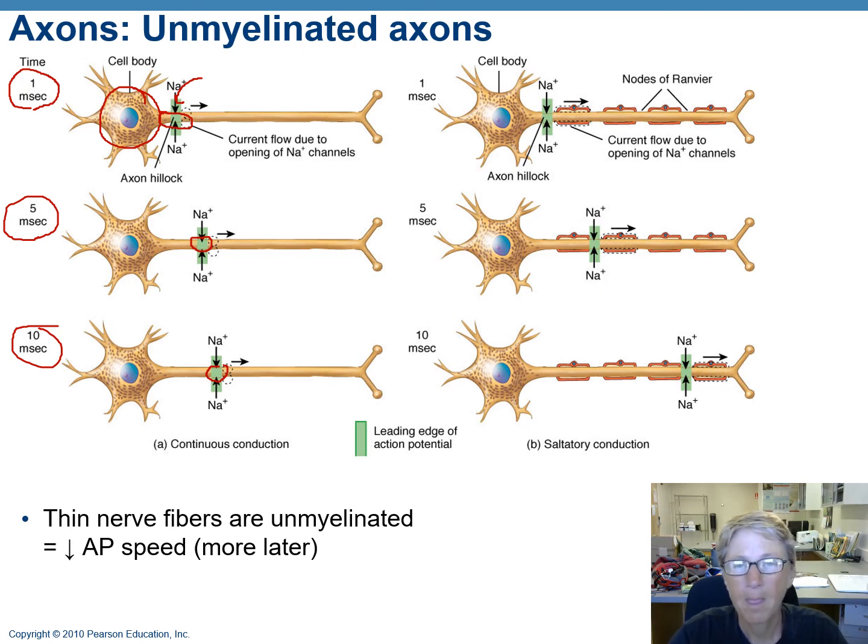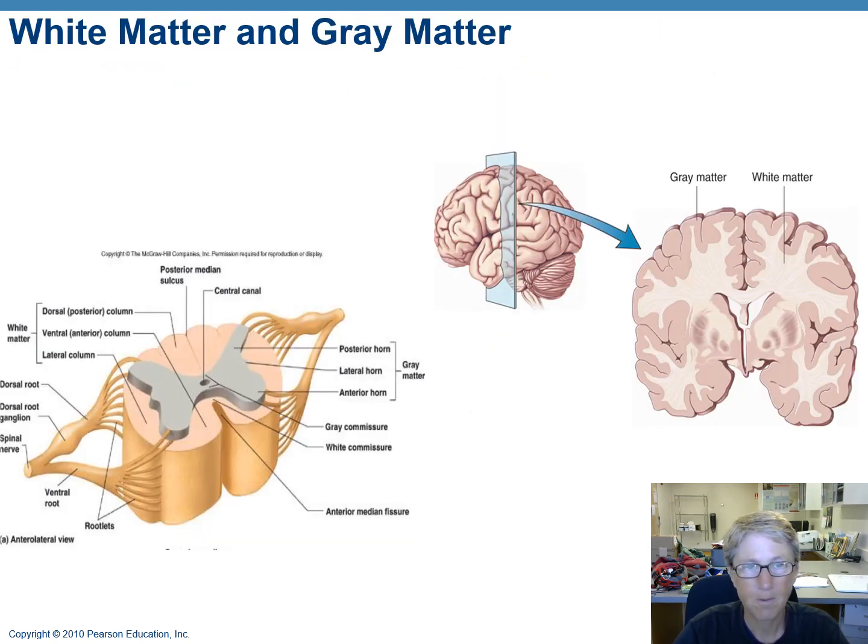Now check it out. At 1 millisecond over here in a myelinated axon, you start here at the axon hillock. After 5 milliseconds, the action potential has gotten here. And after 10 milliseconds, look, the action potential has almost gotten to the end of the axon terminal. So if you are a myelinated axon, you can conduct impulses a little faster. And we'll talk more about that in subsequent videos.